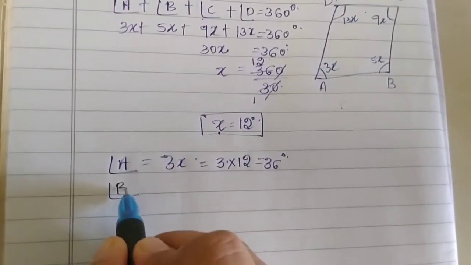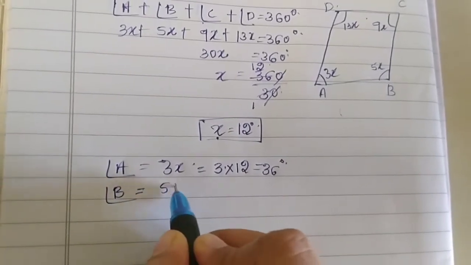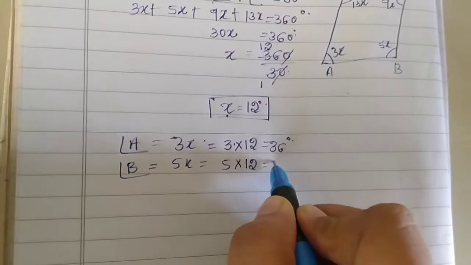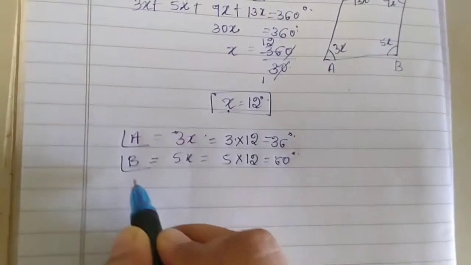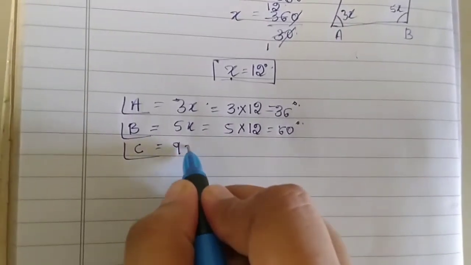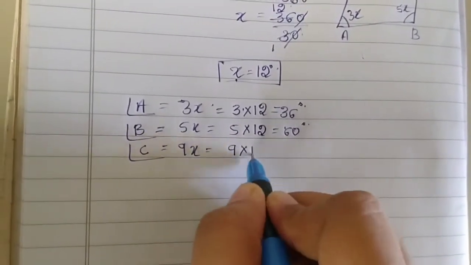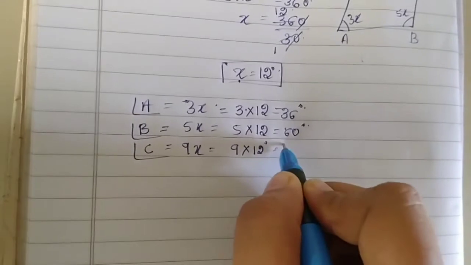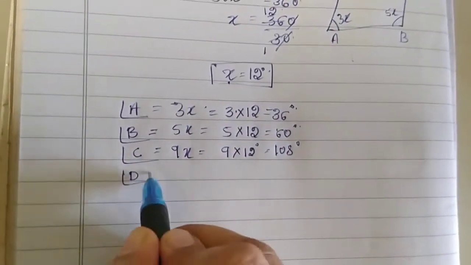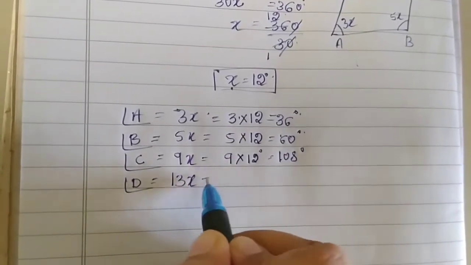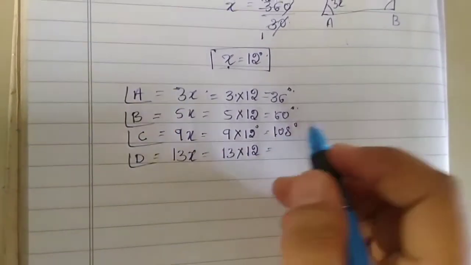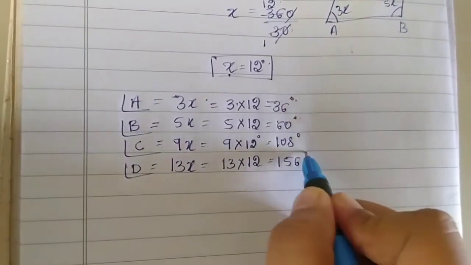Next is angle B. Angle B is 5x, that is 5 into 12, which is equal to 60 degrees. What is the value of angle C? Angle C is nothing but 9x, so 9 into 12 is 108 degrees. 12 nines are 108. Angle D is nothing but 13x, that is 13 into 12. When you multiply this, you get 156 degrees.